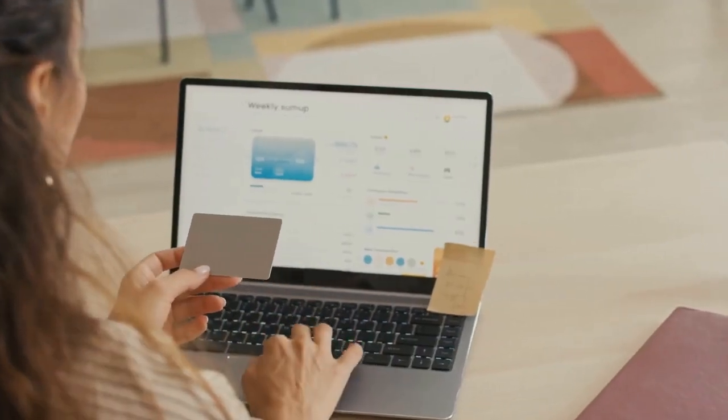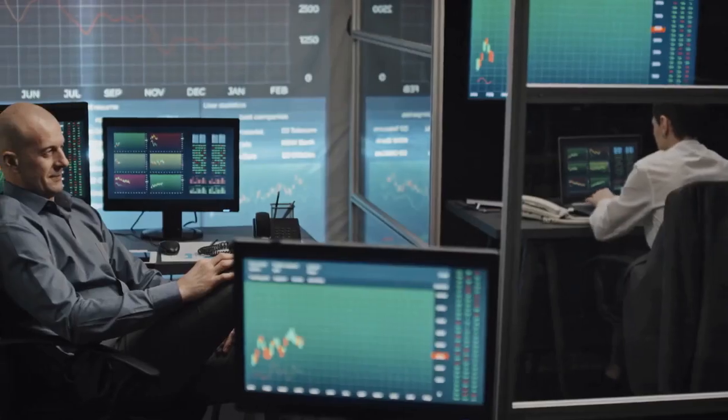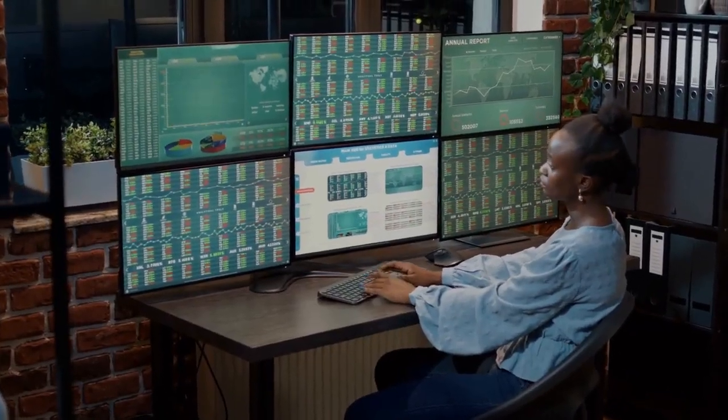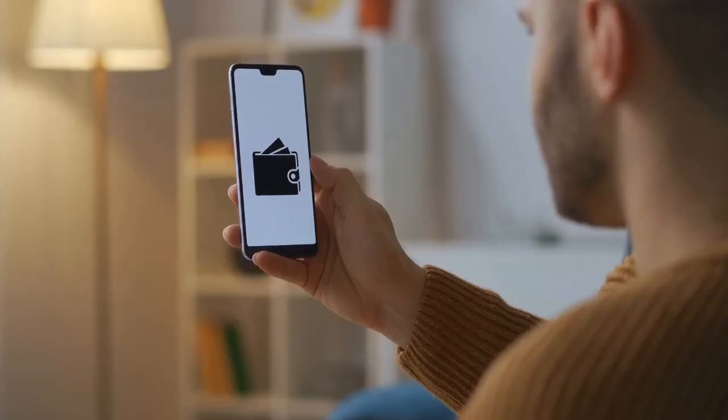Step 6. Fund your account. Decide how much money you want to initially invest and transfer that amount into your trading account. Some brokers may offer welcome bonuses or incentives for new customers.